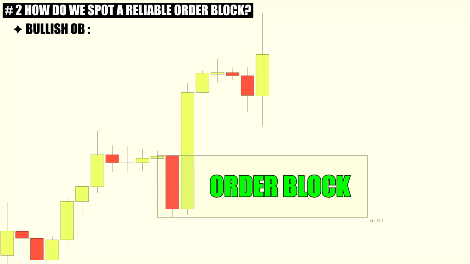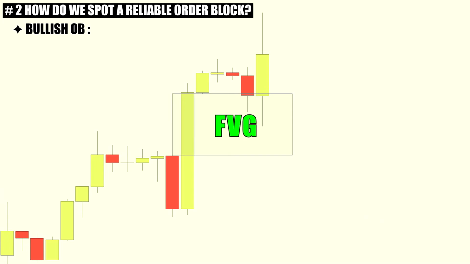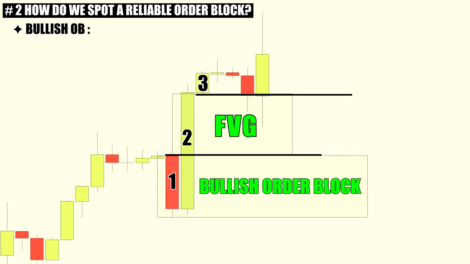Now, a crucial confirmation is the presence of a fair value gap, a section of price imbalance created during the impulsive move. You can spot it by examining 3 candles. The first bearish candle, followed by a strong bullish candle, and then a third candle. If the high of the first candle and the low of the third candle don't overlap, it forms a gap. This is your fair value gap. When you notice this type of gap, there's a strong chance that an order block is nearby. To confirm, simply mark the last bearish candle before the move up. That's your bullish order block.